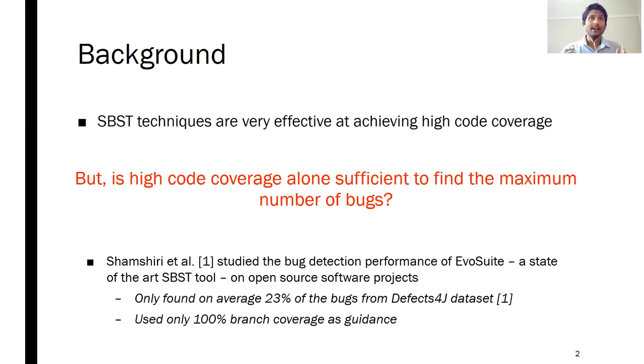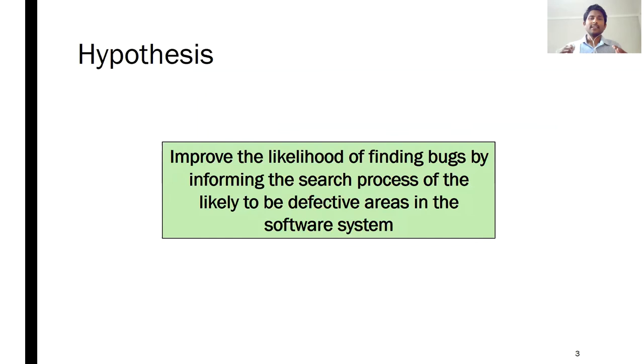So we hypothesize that we can improve the likelihood of finding bugs by SBST by informing the search process of the defective areas in the code and focusing the test generation on such areas. By doing that, we tell SBST to stop spending search resources on covering non-buggy code and spend more resources on covering buggy code to increase the chances of finding bugs.